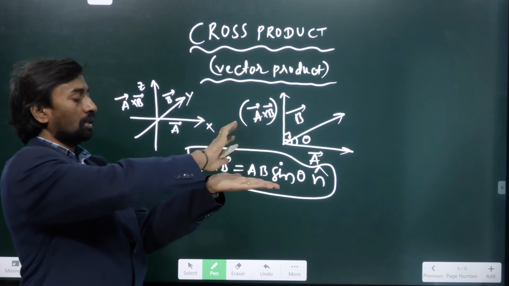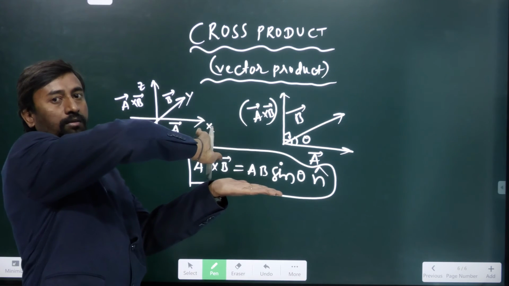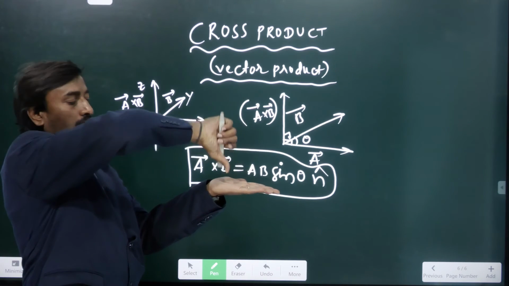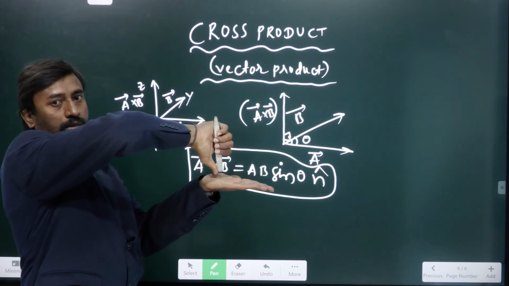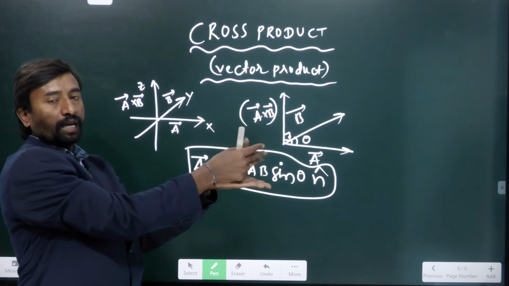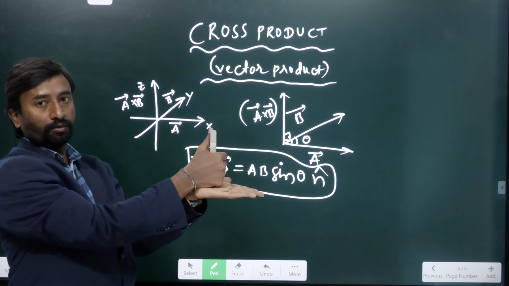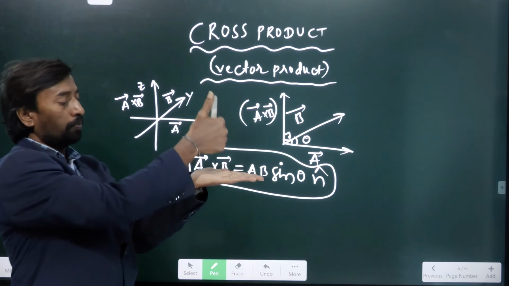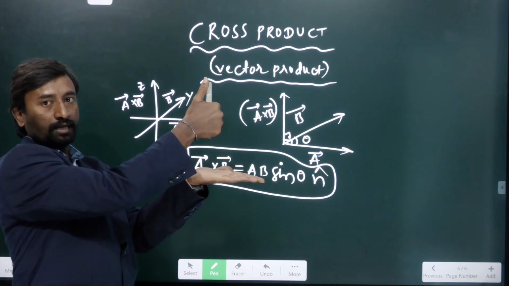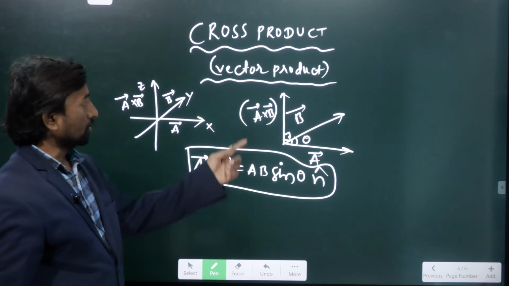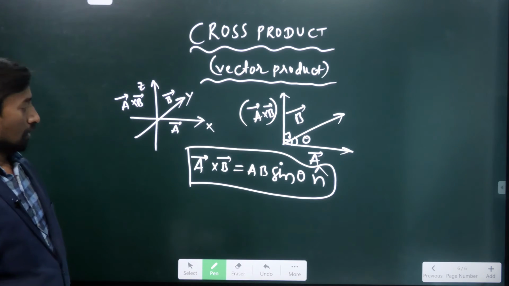Suppose now b bar is moving towards a bar, meaning in clockwise direction. Then the direction of the resultant a bar cross b bar will be downwards. If the vector is moving in anti-clockwise direction, the direction of the cross product of the two vectors will be upward, out of the plane. This is a plane, and out of the plane we can say. Okay, so that is about the cross product. Understood now? We'll see now.